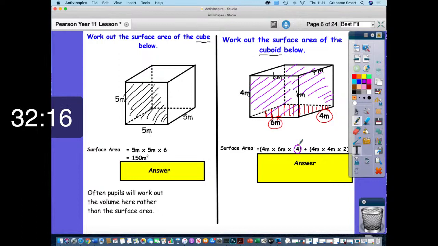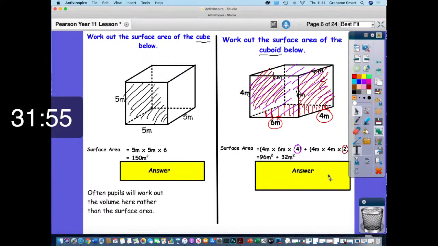And then if you look at the other bit that we haven't done so far, and again, I'll do this in a different colour, we've got 4 metres times 4 metres. That gives me the area of this side. And we know that the area of the opposite side must be the same. So that's why I've times that one by 2. And then we are literally just using our calculator to work it through. So we've got 4 metres multiplied by 6 metres multiplied by 4. That gives me 96 metres squared.